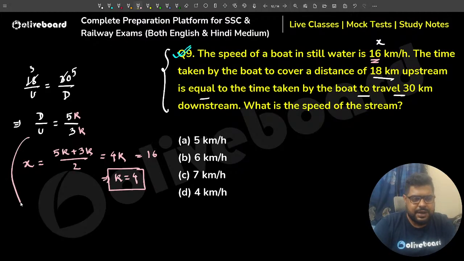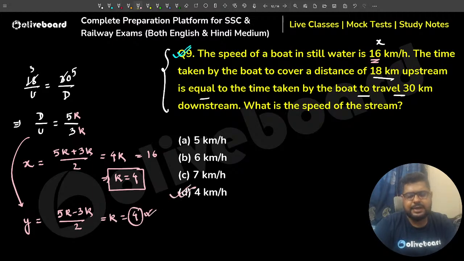So the speed of the stream from here will be 5K minus 3K divided by 2, which is nothing but K, which is nothing but 4 km per hour. Option D is the correct answer. Option D most definitely is your correct answer. Again, you see, nothing very difficult or tricky. Very easily doable questions.